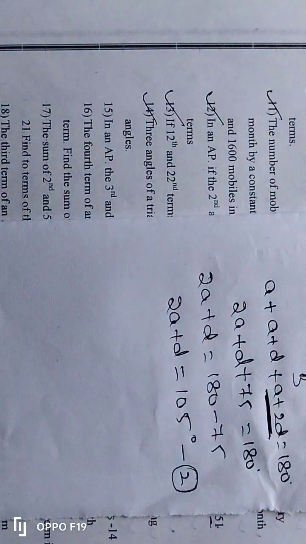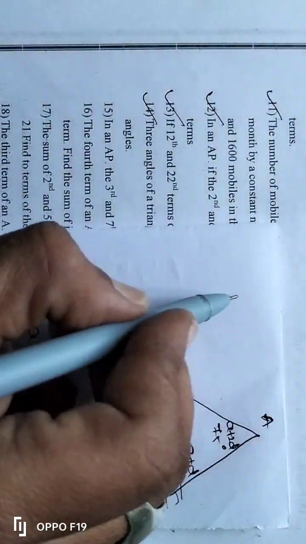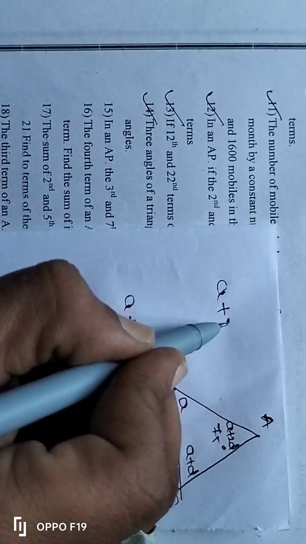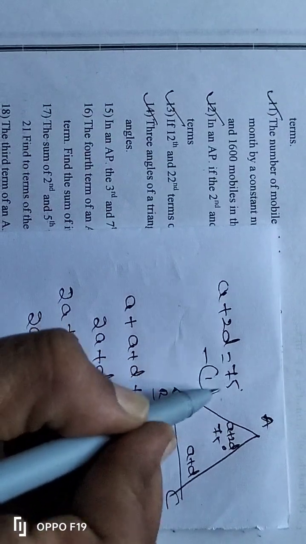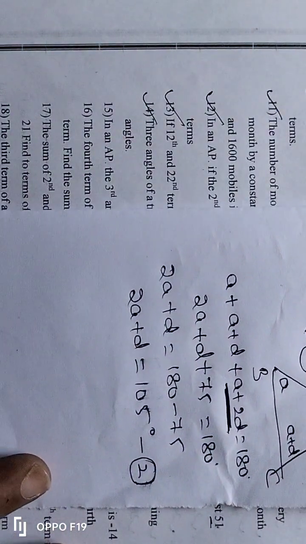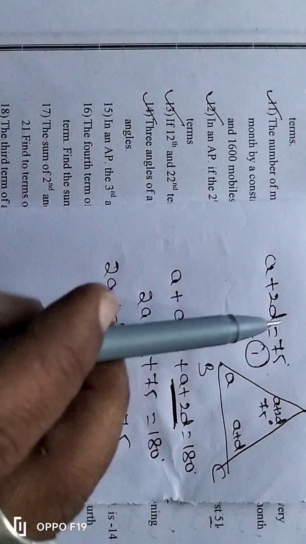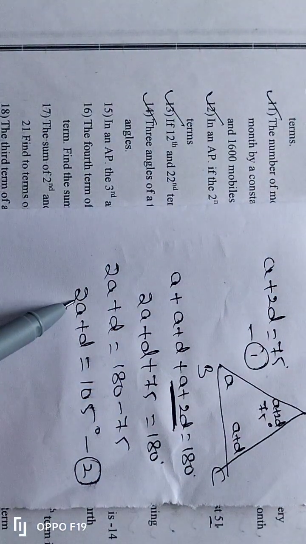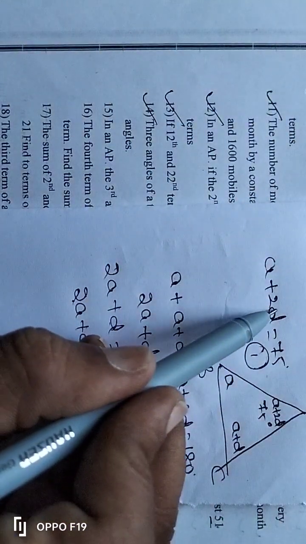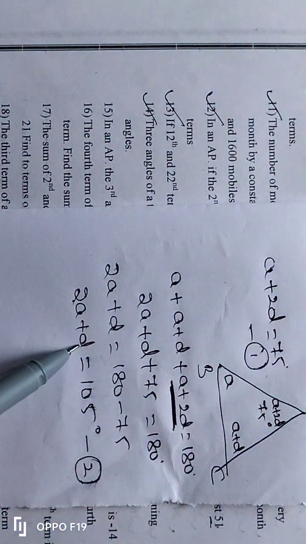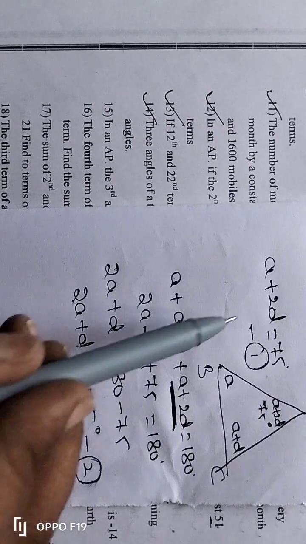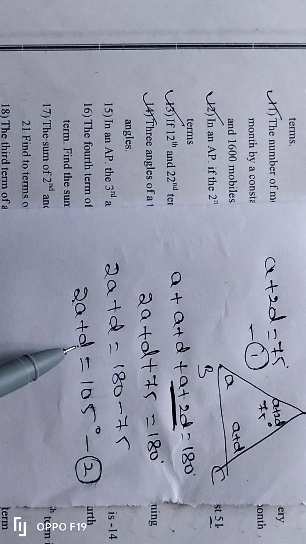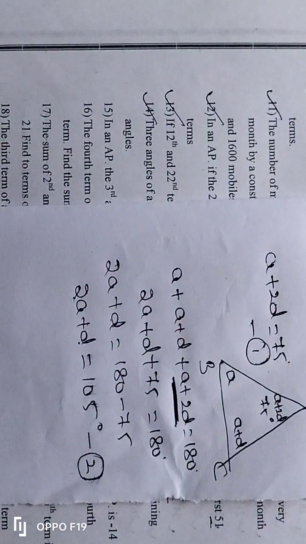You call this equation 2. Now what they have given, you call it equation 1: A plus 2D is equal to 75. Now you observe 1 and 2. In equation 1, A is there, but in equation 2, 2A is there. In equation 1, 2D is there, in equation 2, D is there. Either you make the coefficients the same by multiplying equation 1 by 2 or equation 2 by 2. So it is left to you.